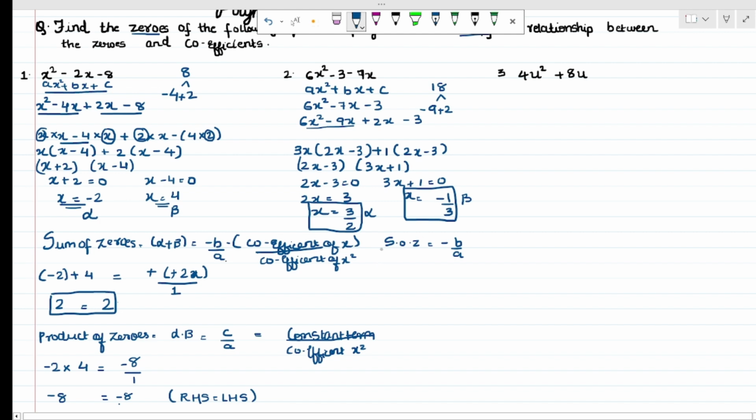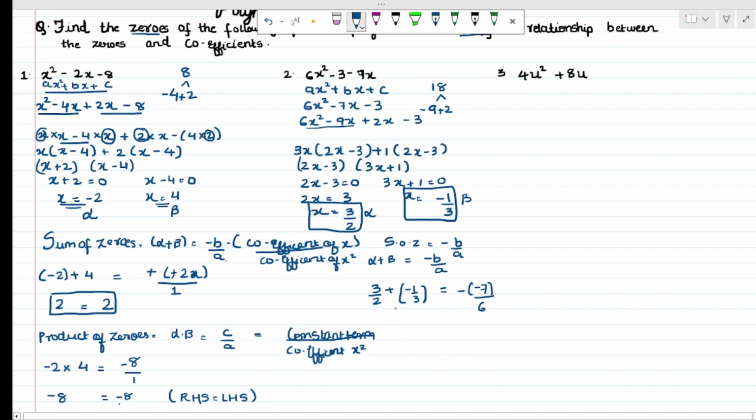So for sum of zeros, alpha plus beta will be equal to minus b upon a, that is coefficient of x upon coefficient of x square. What is my alpha? My alpha is 3 upon 2 plus minus 1 upon 3, and its answer should be equal to minus. First of all, this formula is minus. Substitute over here. What is my b? My b is minus 7 upon 6.